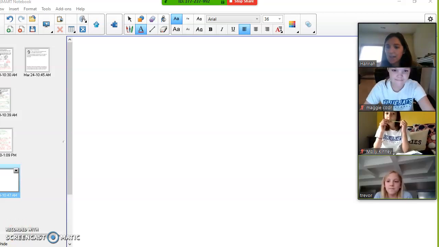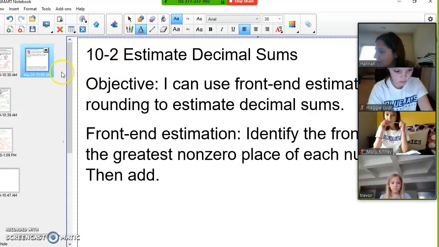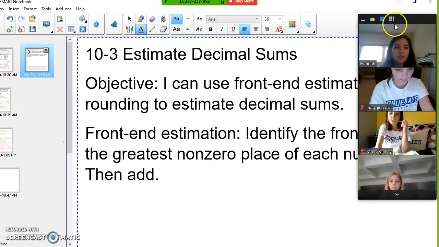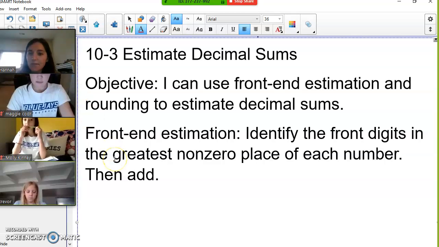All right, so today we are going to get started on 10-3, not 2, 3, which is: I can use front-end estimation and rounding to estimate decimal sums.